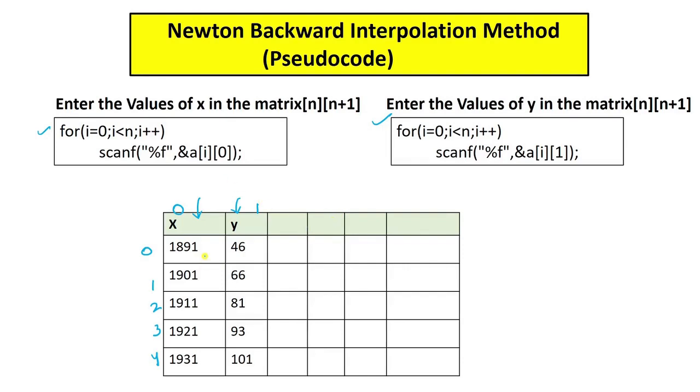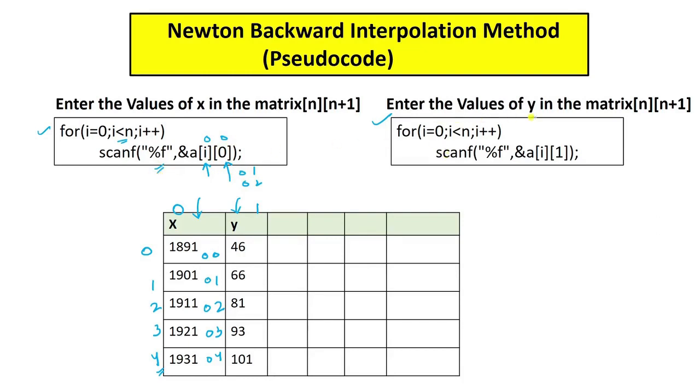These values are like 0th row, 0th column, 0th row, first column, 0th row, second, and so on. So the column is not changing, only the rows are changing. Here you can see only the row number is changing from I equal to 0 to 4, so I is less than n, and the column is not changing. So this will be 0, 0, then 0, 1, then 0, 2. So all the values will be scanned.